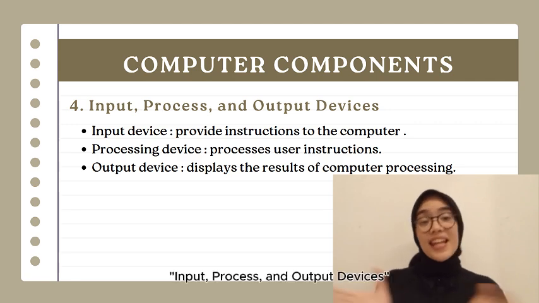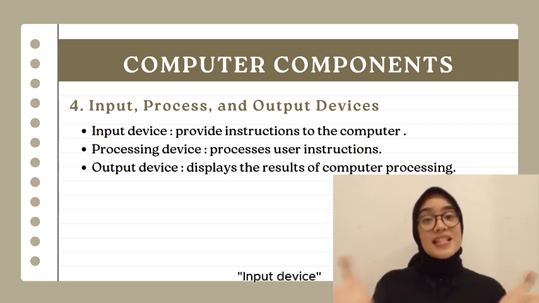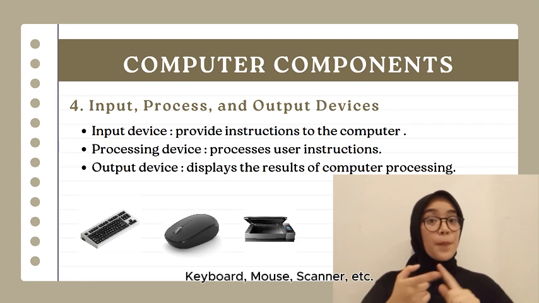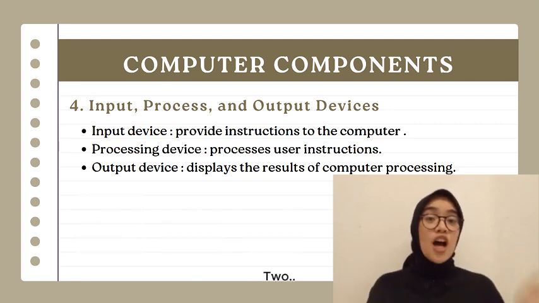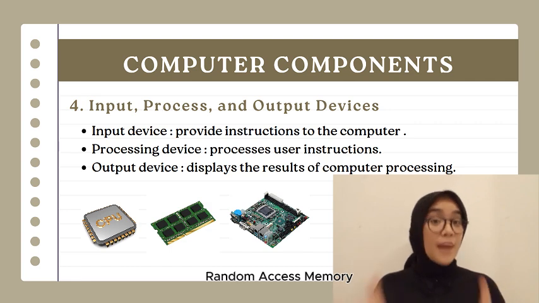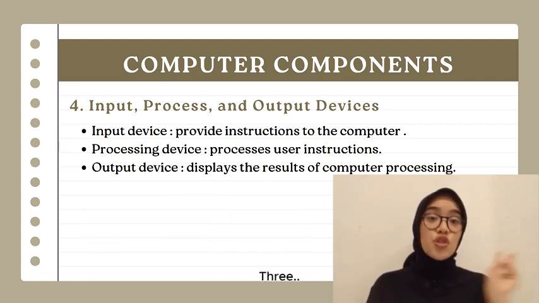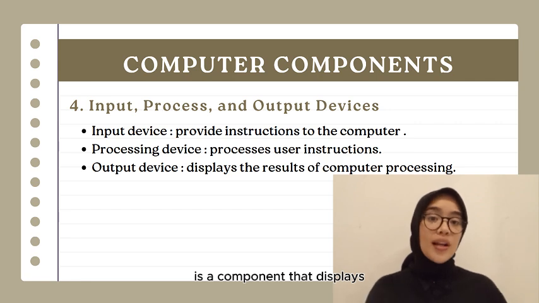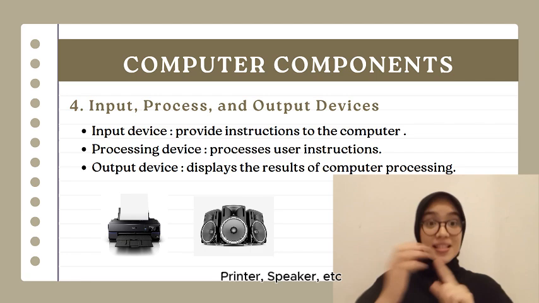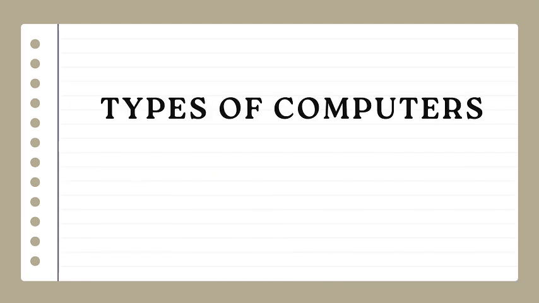Last, input, process, and output devices. One, an input device is a component that provides instructions to the computer, such as a keyboard, mouse, scanner, etc. Two, a processing device is a component that processes user instructions, such as the central processing unit, random access memory, motherboard, etc. Three, an output device is a component that displays the result of computer processing, such as a printer, speaker, etc.